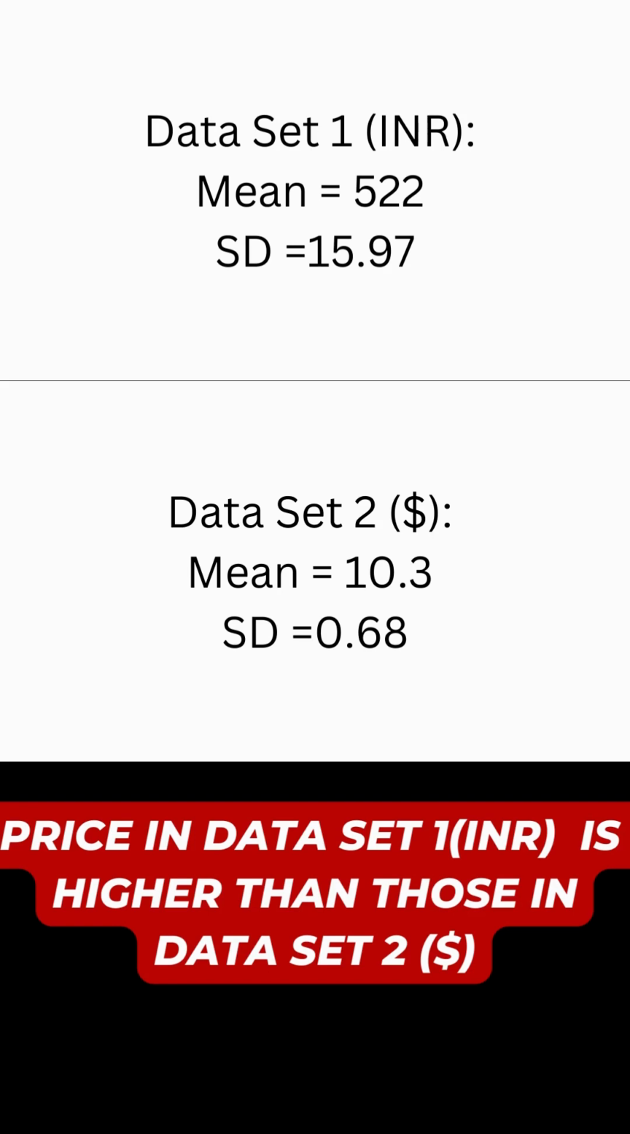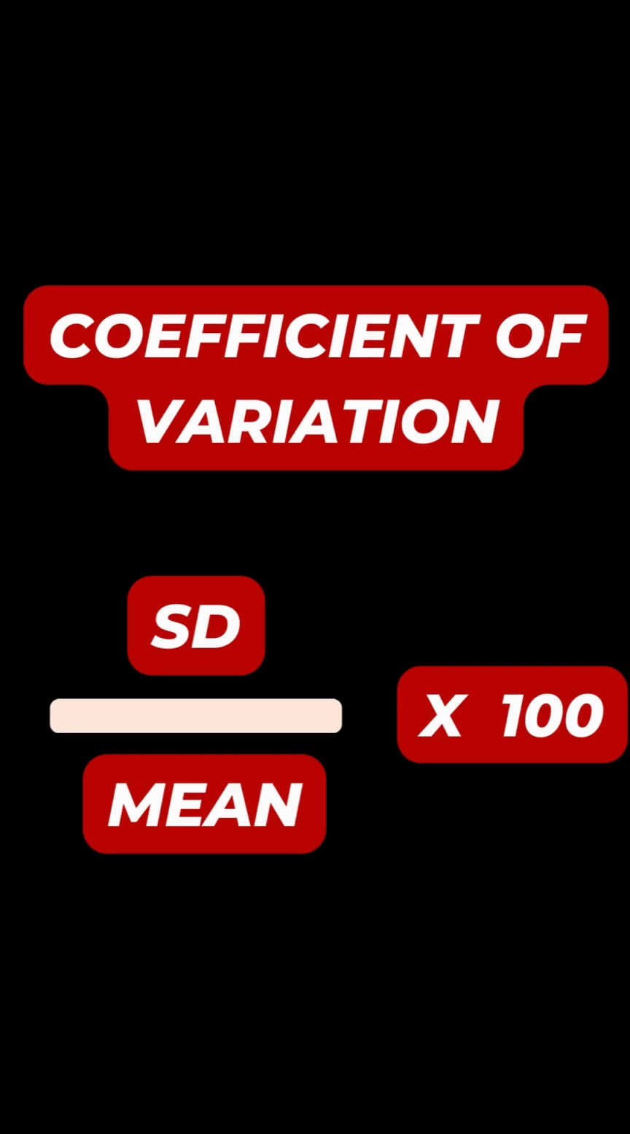So here we require the coefficient of variation. The coefficient of variation measures the relative variability of a data set, which makes it suitable for comparing data sets with different scales or units of measurement.